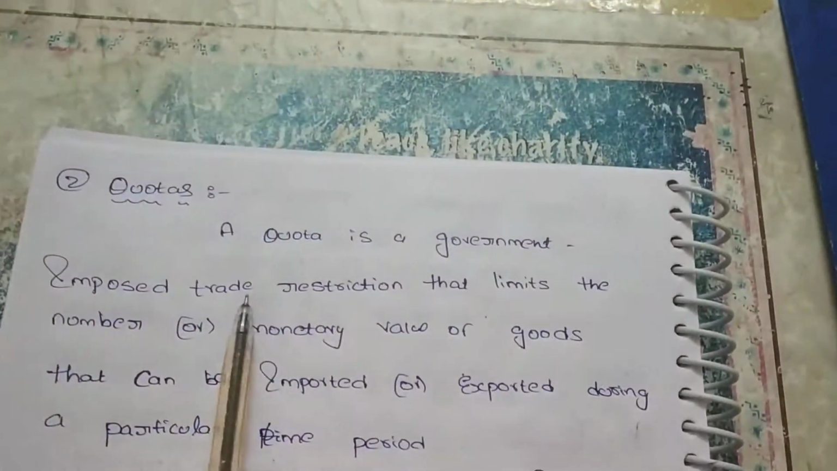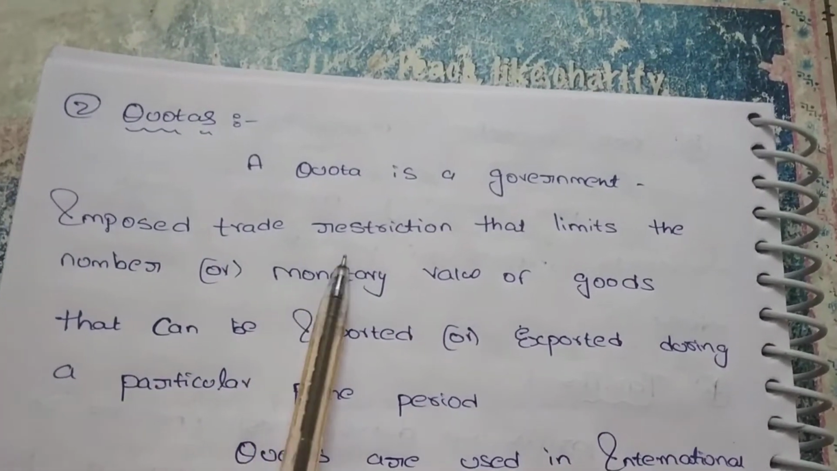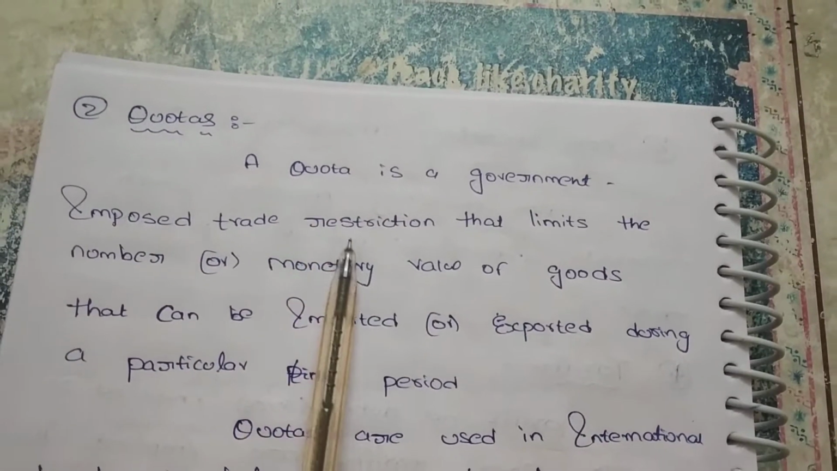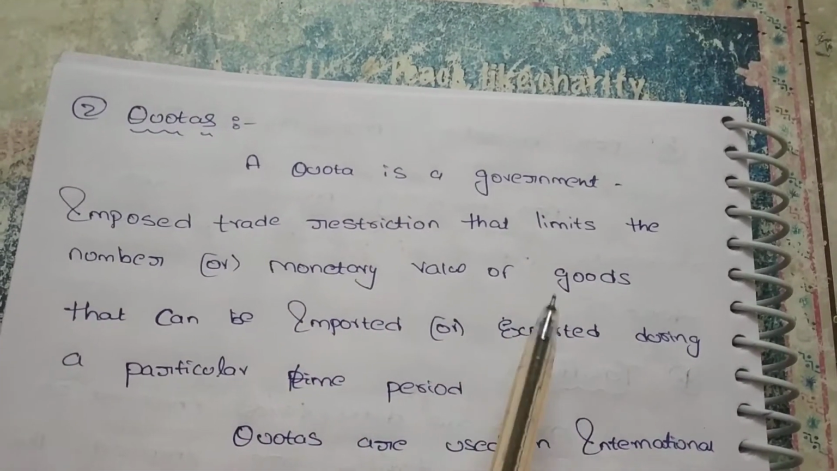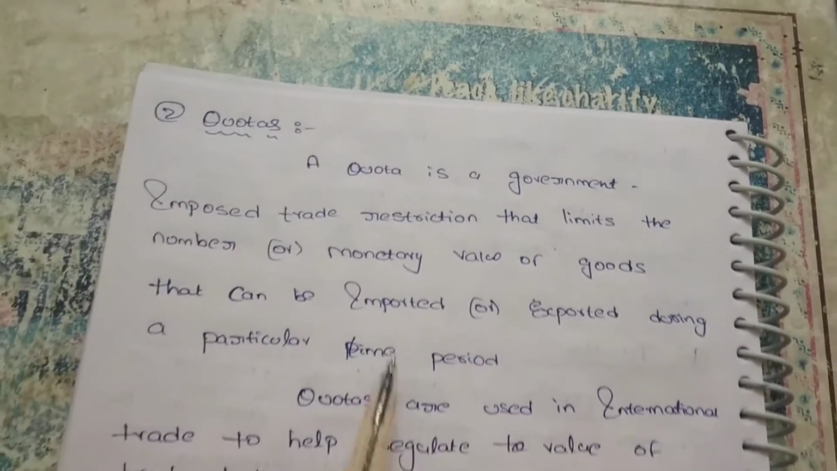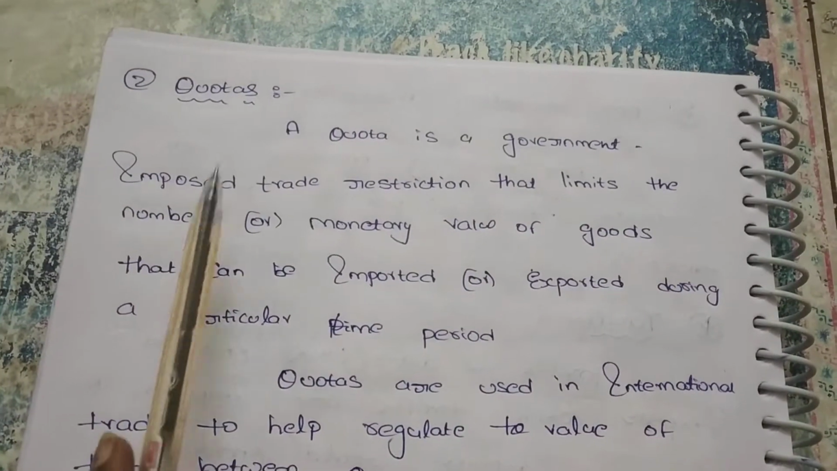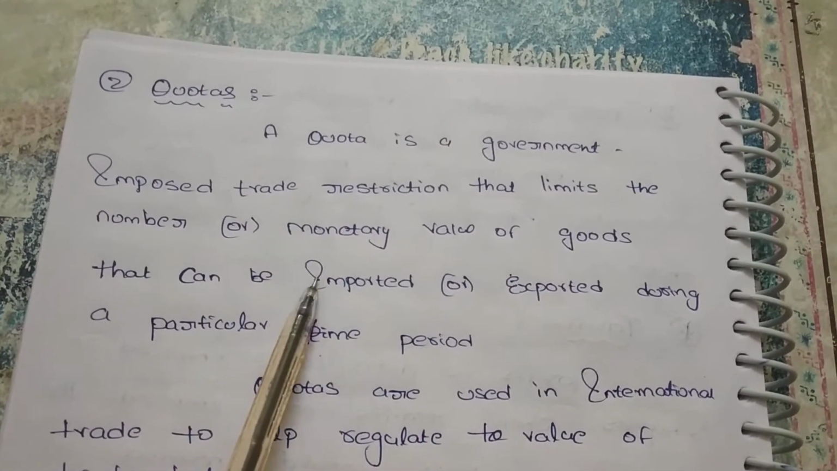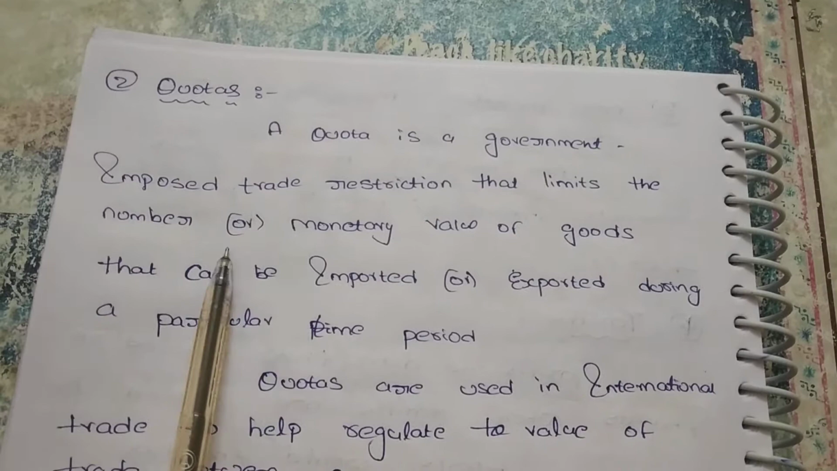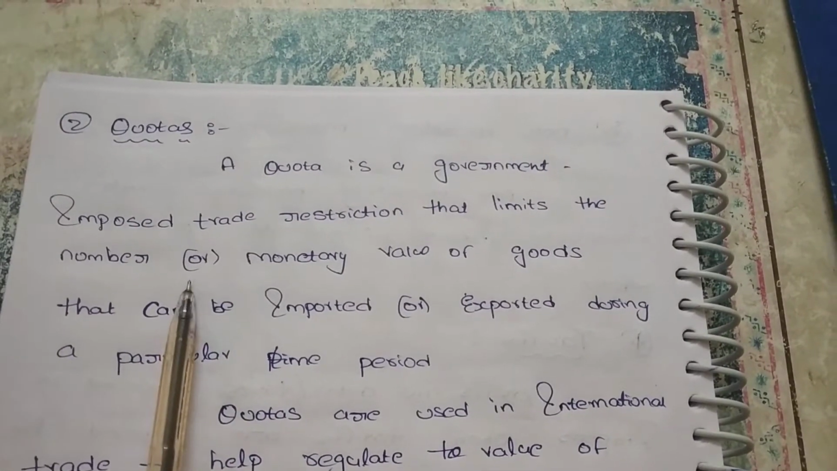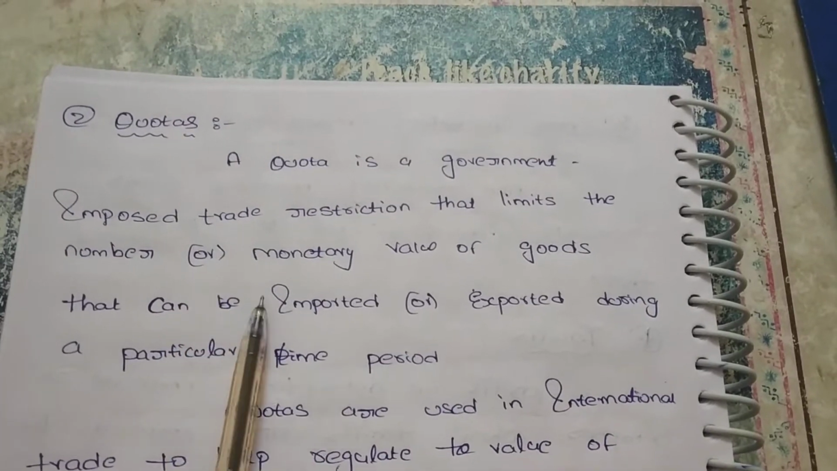Next, quotas. Quota is also very important. A quota is a government imposed trade restriction. A tariff is imposed by ourselves, but a quota is imposed by the government that limits the number or monetary value of goods that can be imported or exported during a particular period of time. A quota says that we have to receive imports and exports per particular country at some amount at a particular time. They have such restrictions on importation or exportation of goods set by the government.